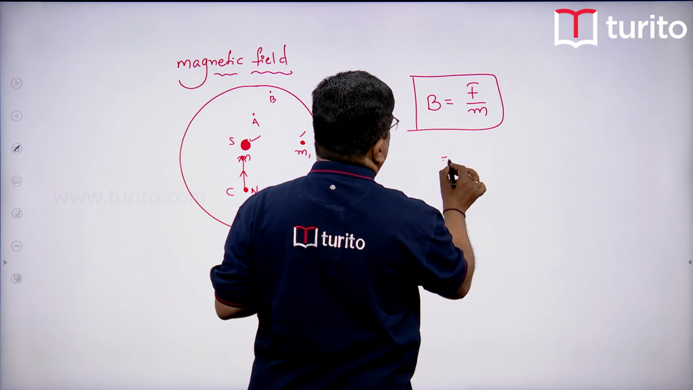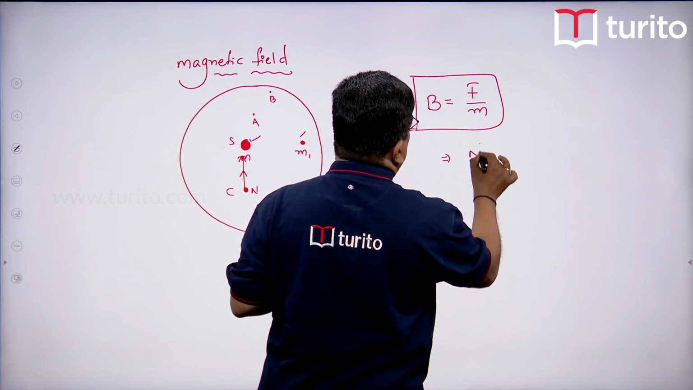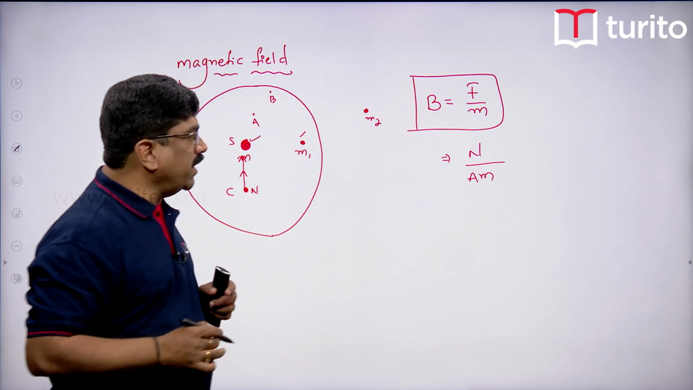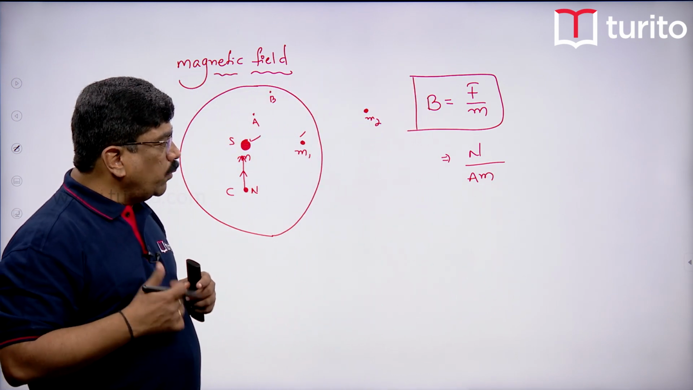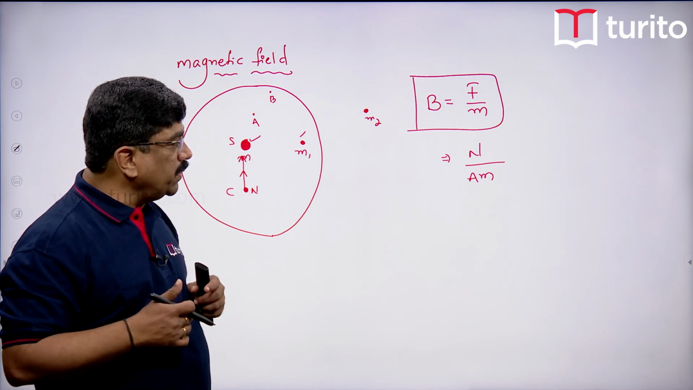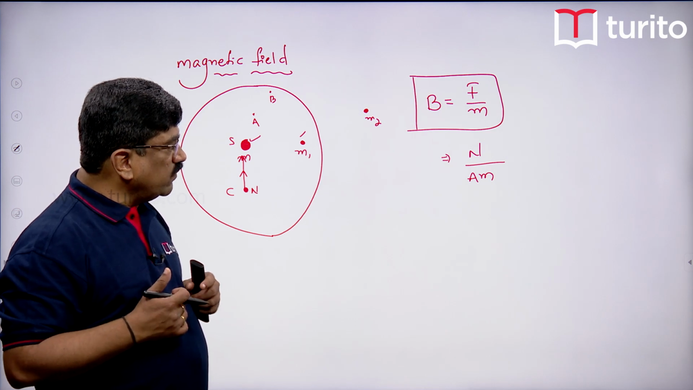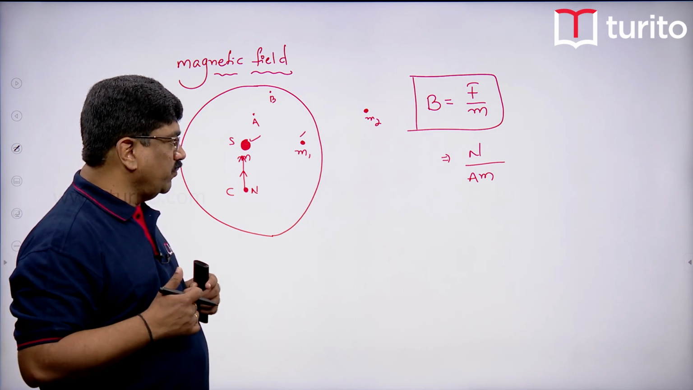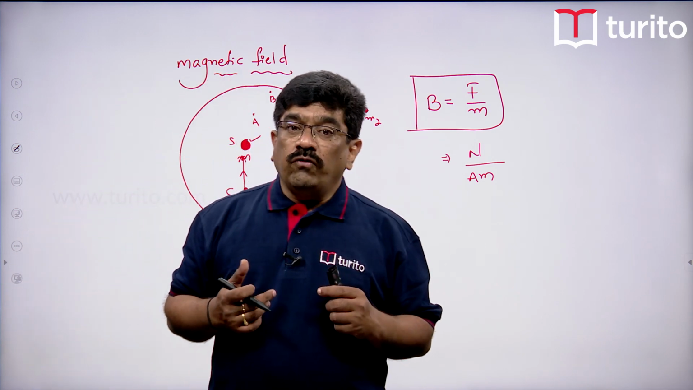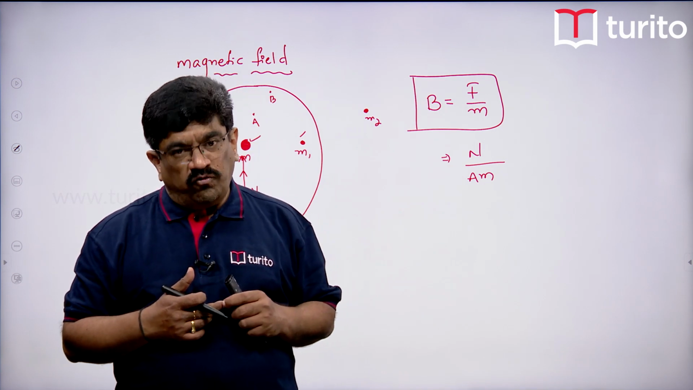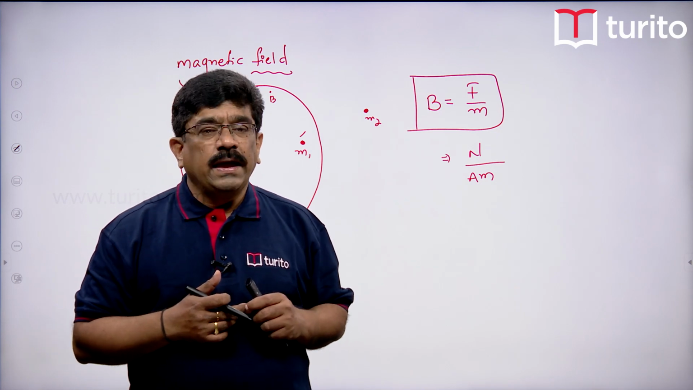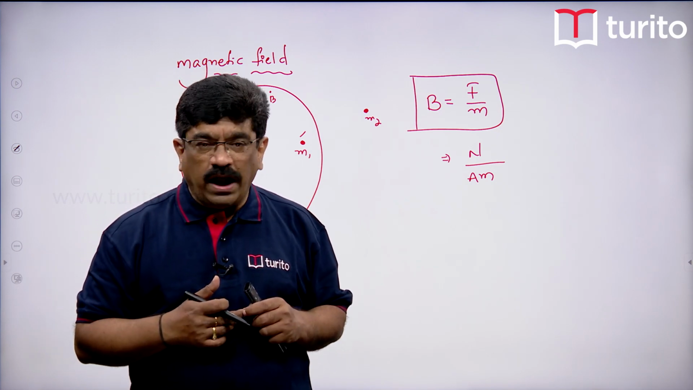On the basis of this, we can write the unit as Newton per ampere meter. The force unit is Newton, the pole strength unit is ampere meter, so the unit of magnetic induction is Newton per ampere meter. This is the definition of magnetic field induction. After this, we have to discuss the formulae for magnetic induction: magnetic induction due to a monopole and magnetic induction due to a dipole.